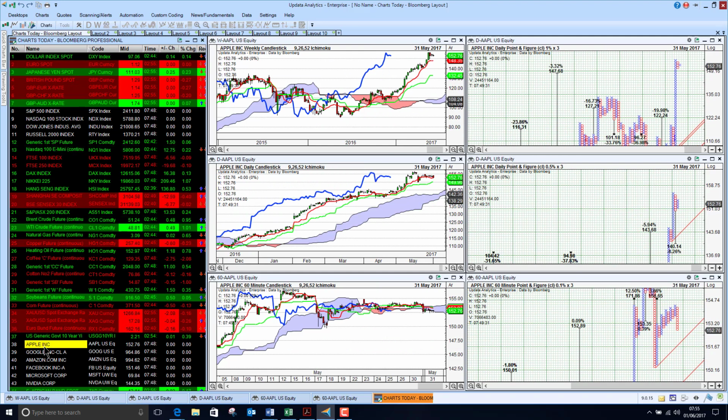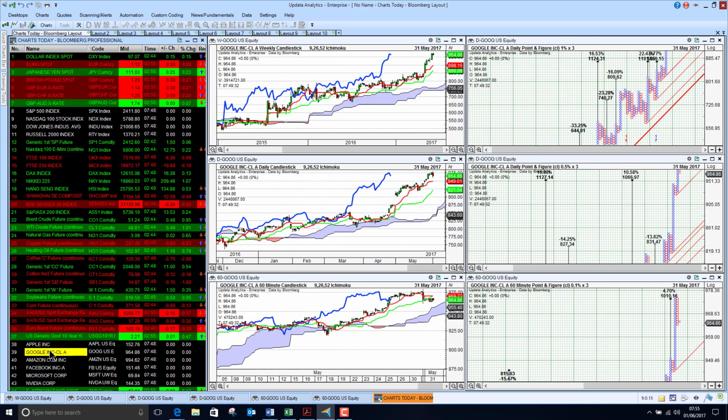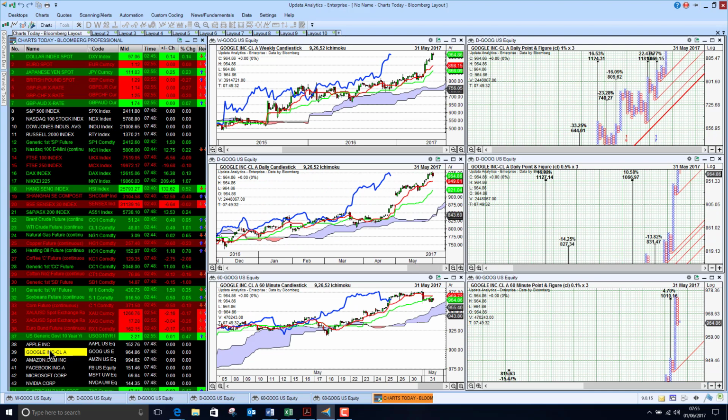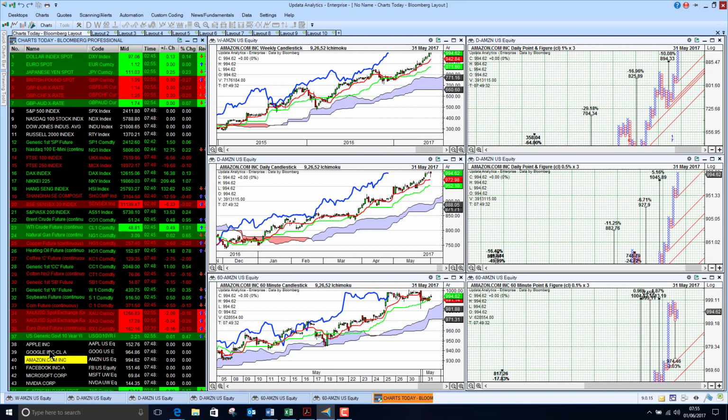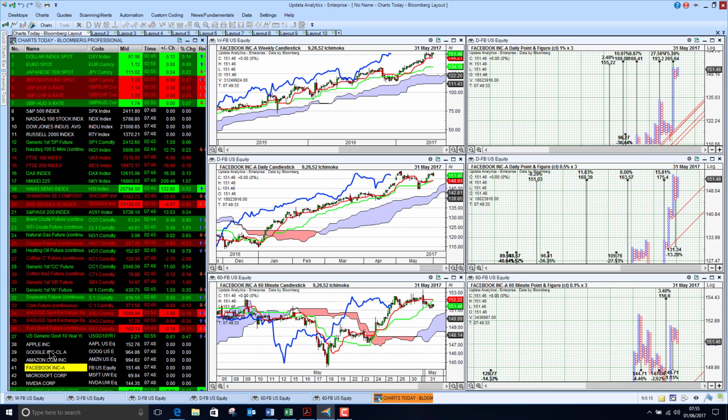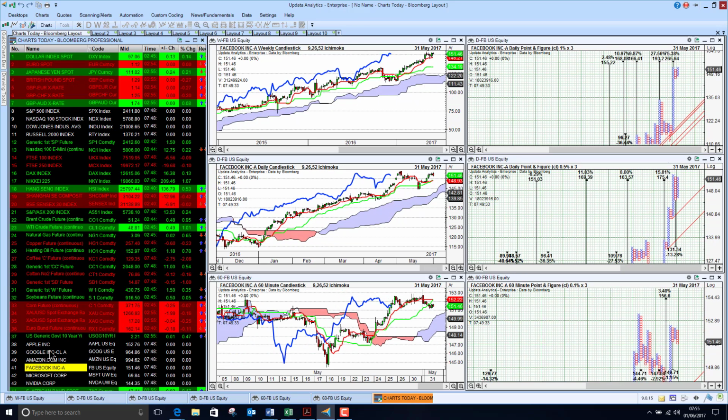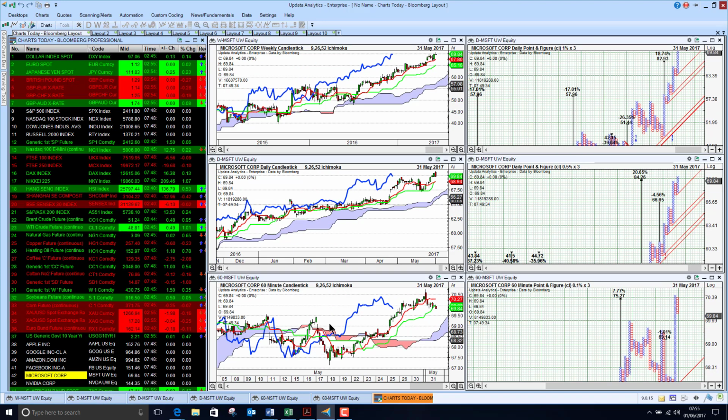Apple still holding its bullish position and Google really looking very strong still. Amazon also looking strong, just struggling at that $1,000 level, but almost certainly will break it based on this chart. Facebook above the cloud on all three time frames, as is Microsoft. So still looking pretty strong in tech. Watch for a stronger week next week.